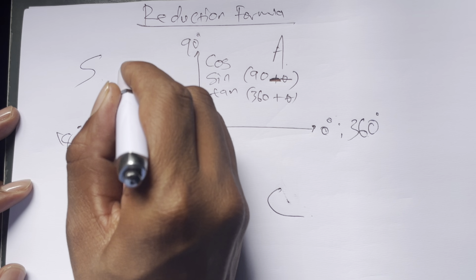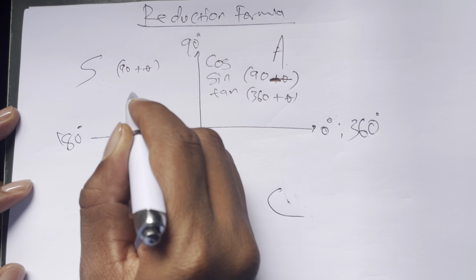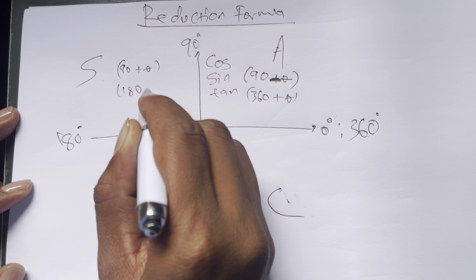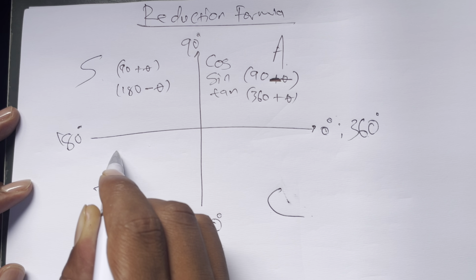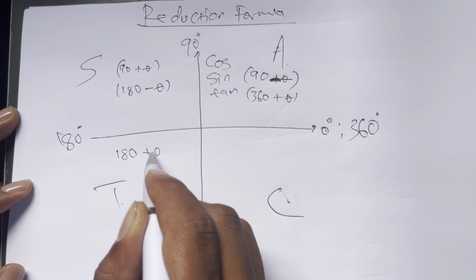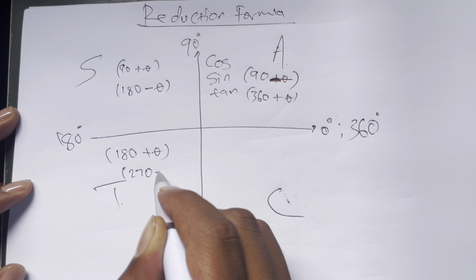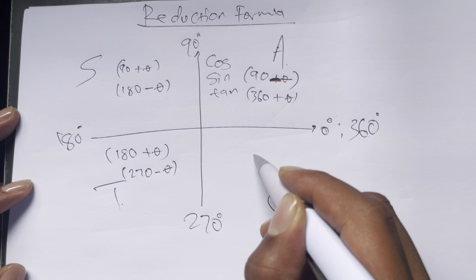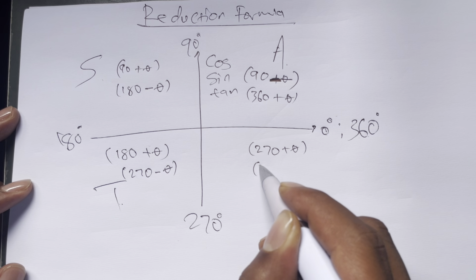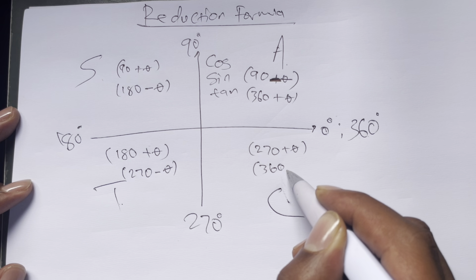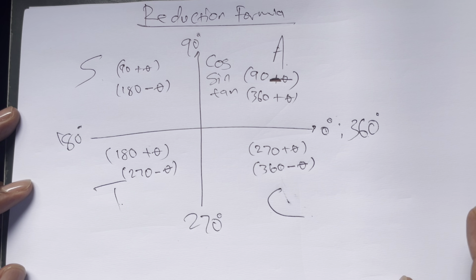This side you are going to find 90 plus theta and 180 minus theta. Here you will find 180 plus theta and 270 minus theta. Here you find 270 plus theta, 360 minus theta. Okay, what does this mean?